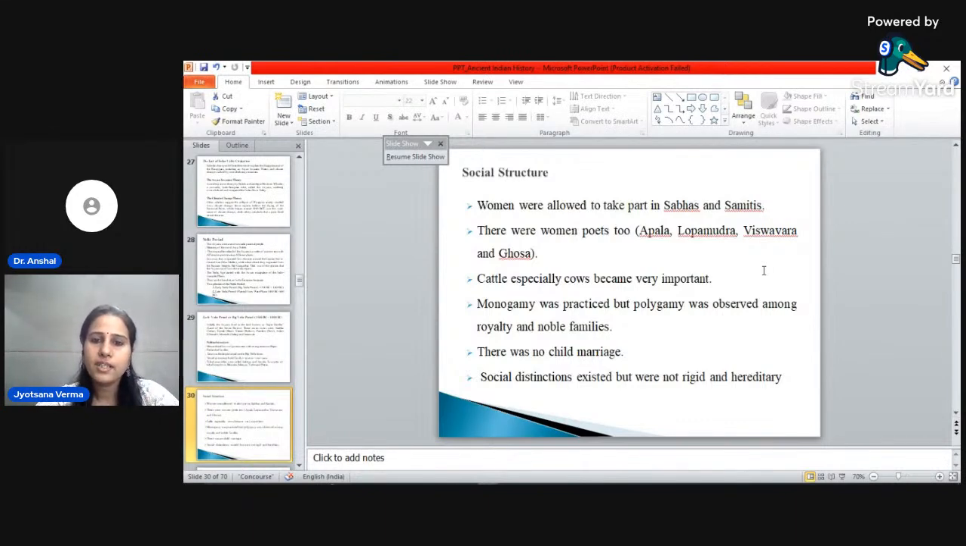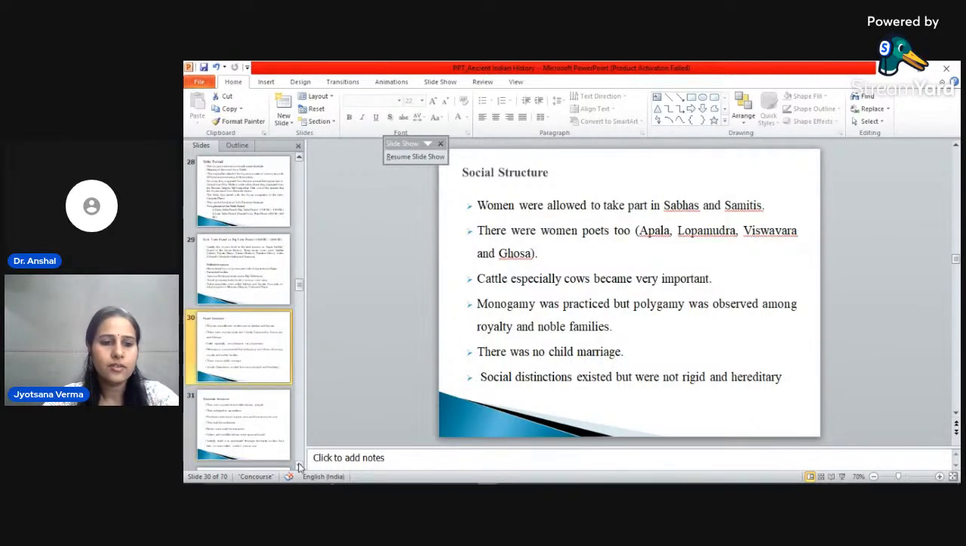Cattle, especially the cow, was very important because the cow was an economically precious animal, and some wars happened because of the cow. Monogamy was practiced, but polygamy was observed among the royalty and noble families. There was no child marriage, and social distinctions existed but were not rigid and hereditary.